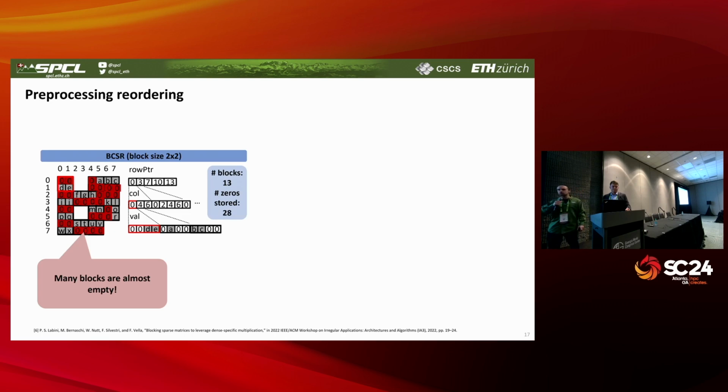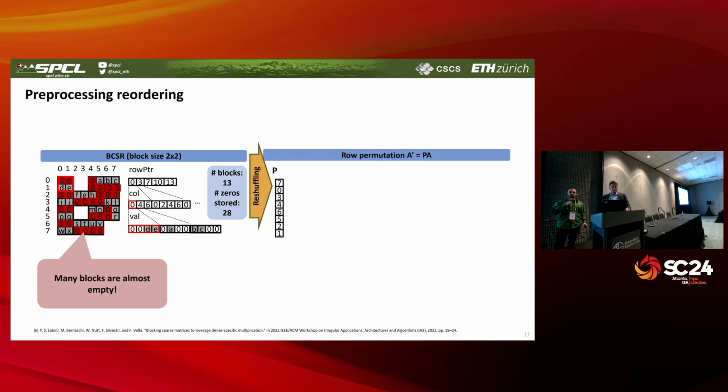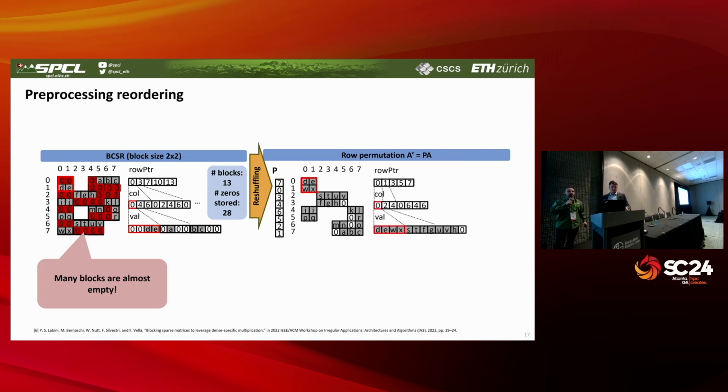Now, the solution to this is to perform some sort of matrix preprocessing. Here we try to find the optimal row permutation such that if we permute this matrix using this permutation vector, suddenly we can reduce the number of blocks, in this case almost 2 times. I want to mention that finding the optimal row permutation that minimizes the number of blocks is NP-hard, so finding efficient heuristics for this problem is out of the scope of this paper.